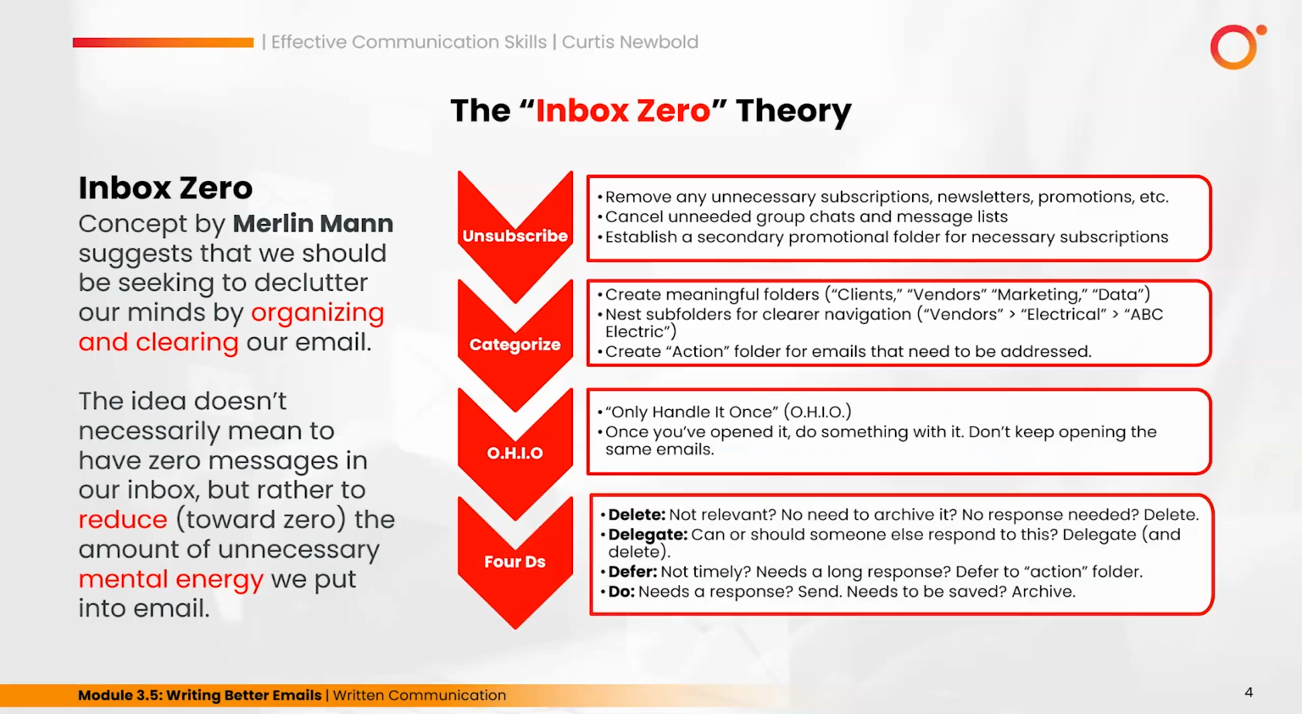Okay, so then we get to the last, which is kind of the most important and the practical aspect of it. It's the 4Ds. Once you've unsubscribed, you categorize your folders, and you have this Ohio method in the back of your mind. These are your 4Ds: delete, delegate, defer, or do. These are the 4 things that you can do with your email, considering that Ohio method.